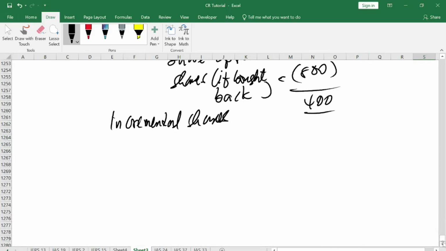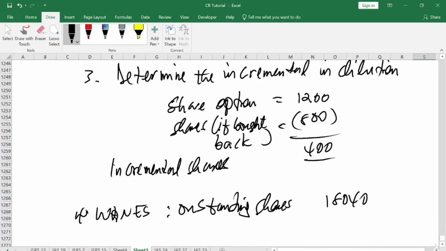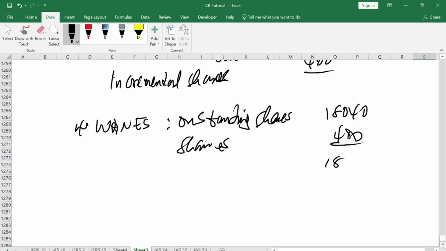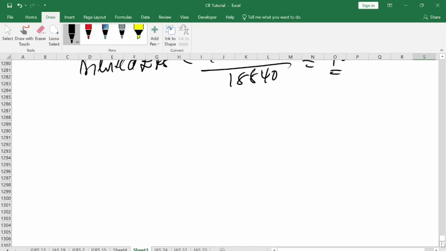Then you go ahead and determine your weighted average number of shares. Your outstanding shares are 18,040. Then you add the 400 shares. That gives you 18,440. So we can now find out the diluted earning per share. We already know our profit was 18,600 minus the preference dividend, which is 240, divided by 18,440. The answer is 1.0.